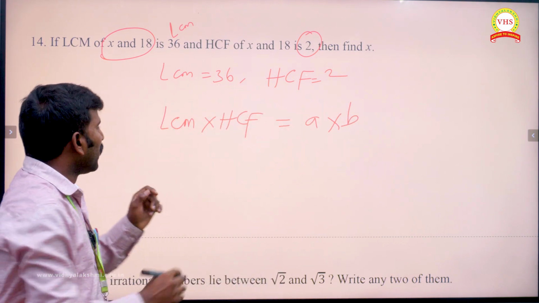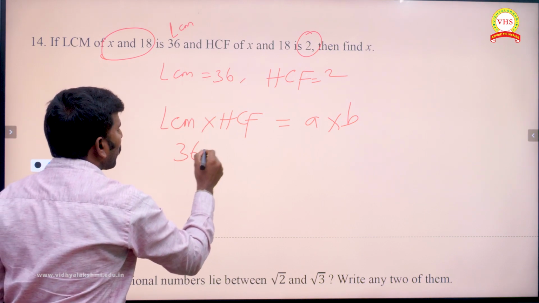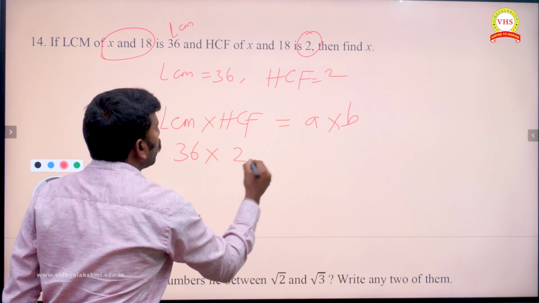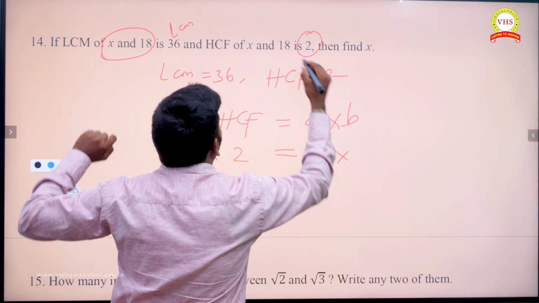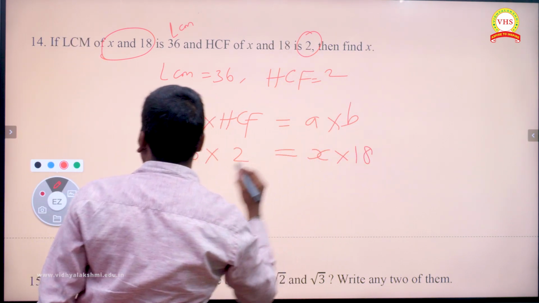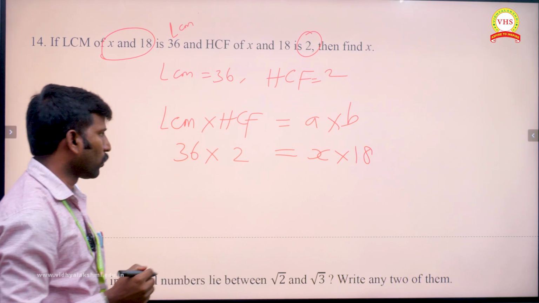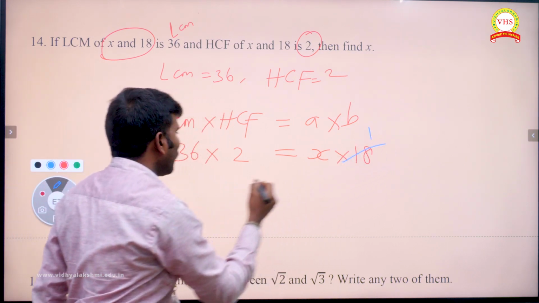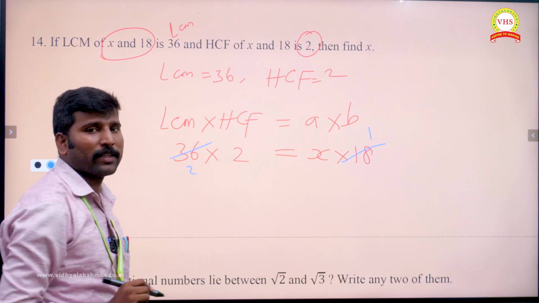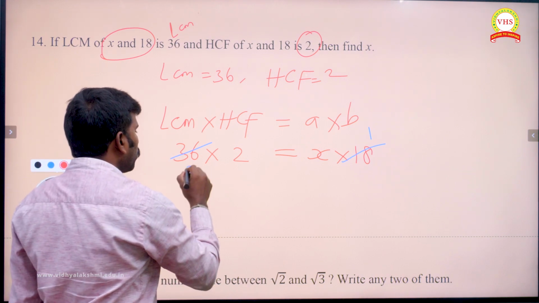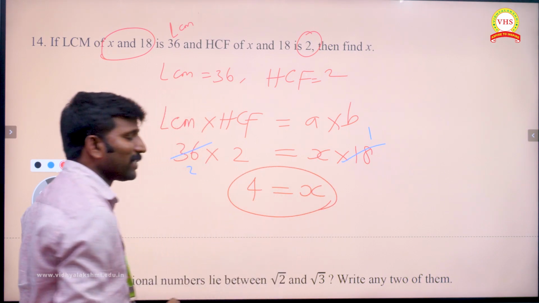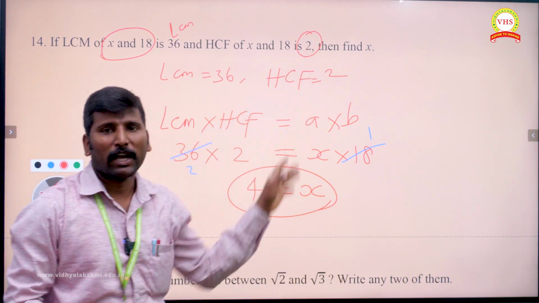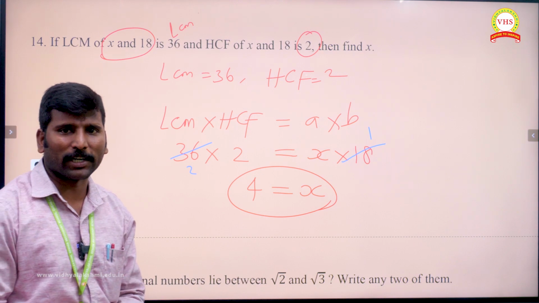I told you already. So LCM is 36 and HCF is 2, and A value is x and B value is 18. So we have to cancel this. 18 into 36 is 2 times. So 2 twos are 4, which is equal to x. They asked to find the value of x, and we are getting x equal to 4. Do you understand, children? Right.